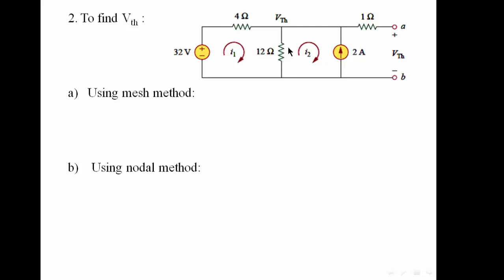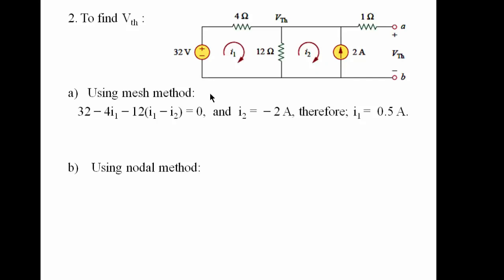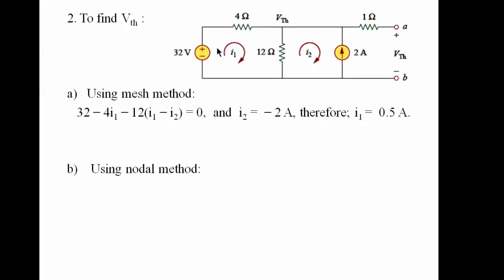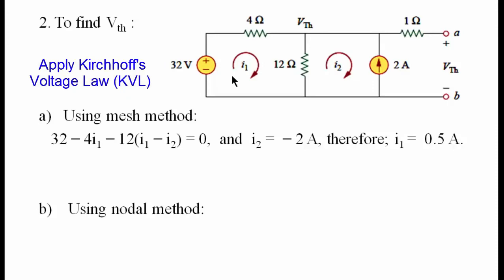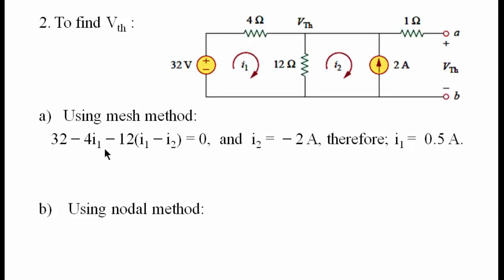This means that we need to find the voltage across this resistance, or V Thevenin, in order to find the voltage here. To solve this, the mesh method or nodal method can be applied. First of all, we need to define the currents I1 and I2. Now, we need to write the equations for I1 and I2. Let's start with I1. So, we write 32 minus 4I1 minus 12 times I1 minus I2 is equal to 0.